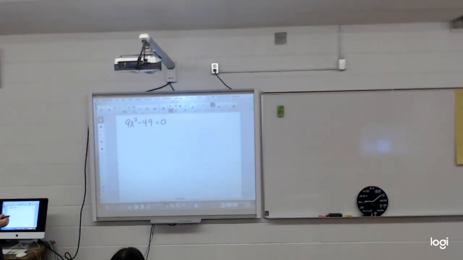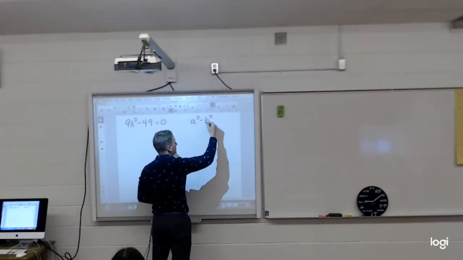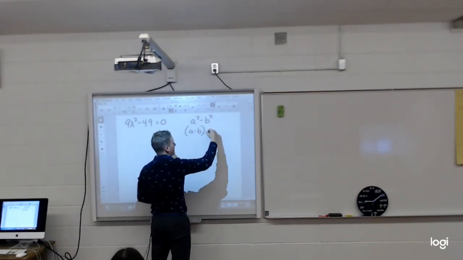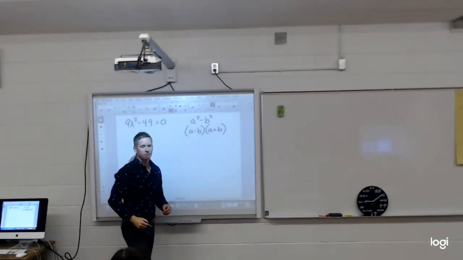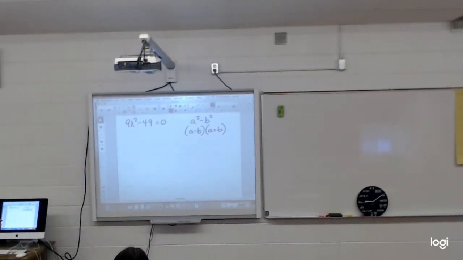Yeah, very good. That's a good pickup. 9x squared, perfect square? Yes. Subtract sign? Is 49 a perfect square? Yes. Difference of squares. Do you remember this from last year? If I have a squared minus b squared, that factors to a minus b, a plus b. Make sure you get a note of that. I don't see anybody writing this down. This is going to happen. You need to recognize difference of squares.